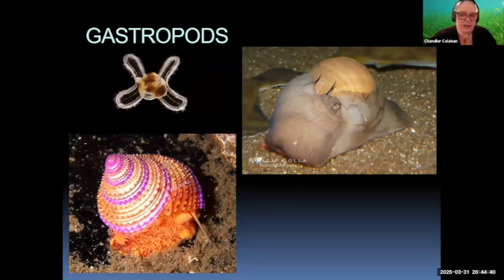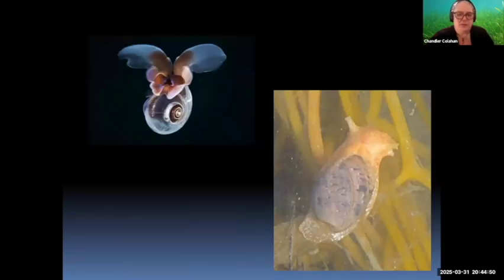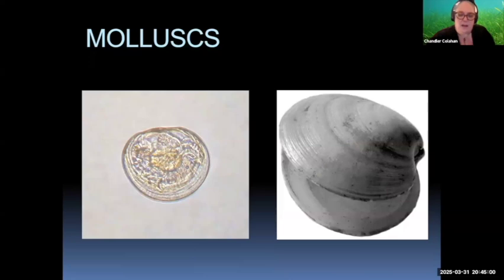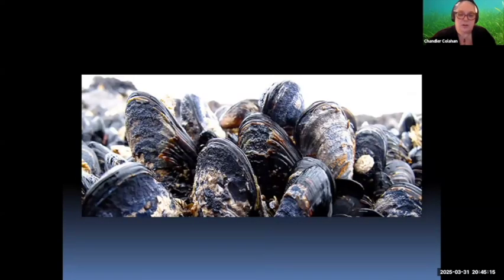Gastropods, or the stomach-footed animals, include snails, the nudibranchs, and these beautiful animals called sea butterflies on the left, and then bubble shell snails on the bottom right. Mollusks also start their lives as plankton, and they grow up to be bivalves like clams, oysters, scallops, the wonderful gooey duck, and mussels, of course.